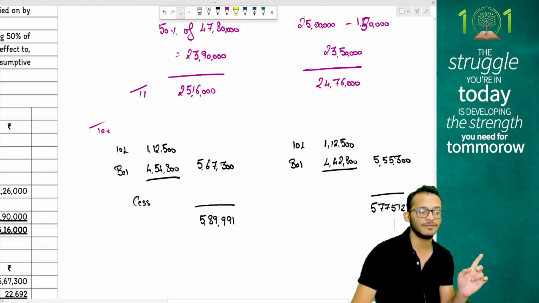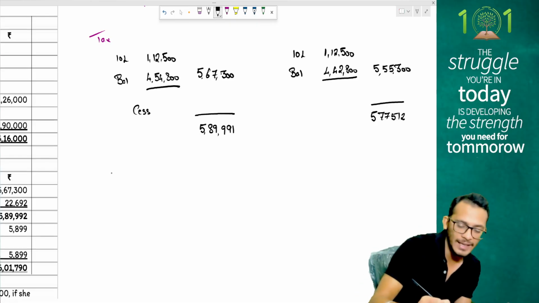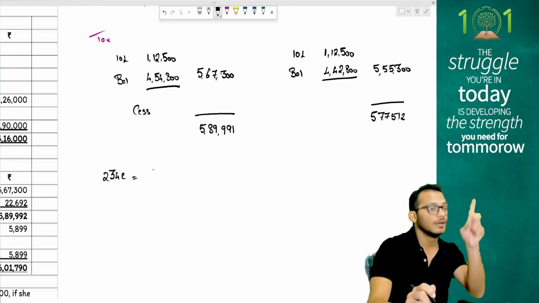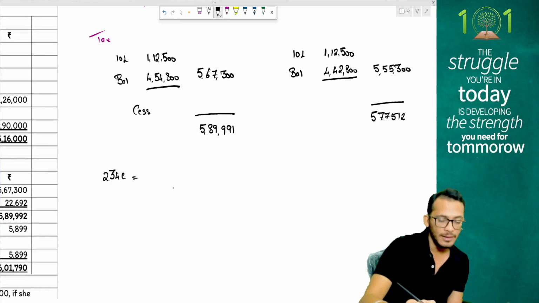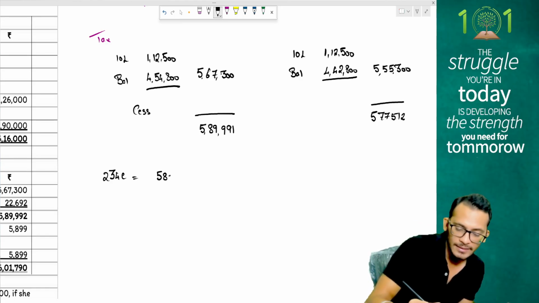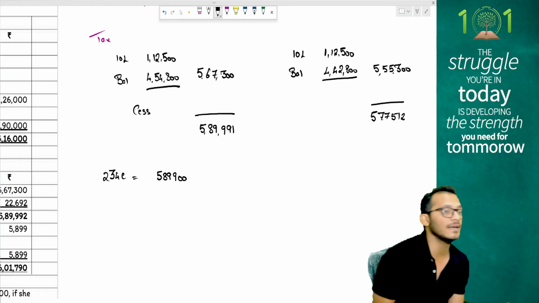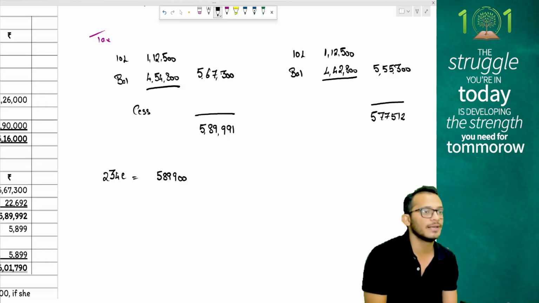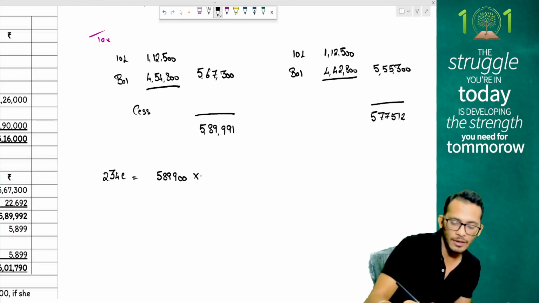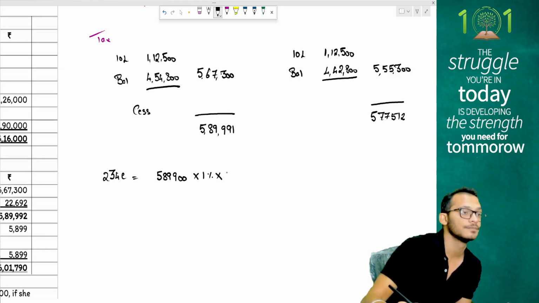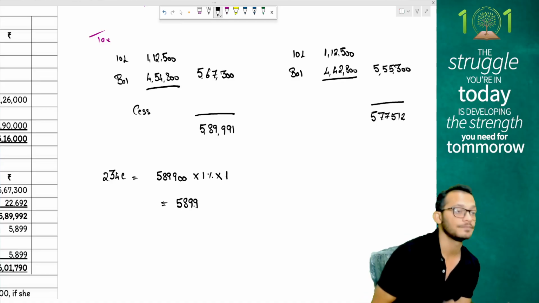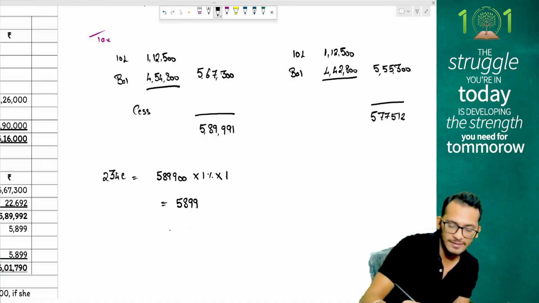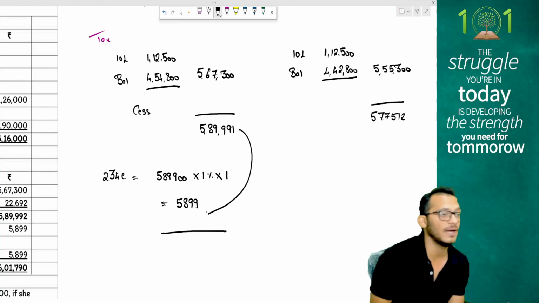People, the right side is normal, the left side is presumptive, which means the left side will be liable for 234C at the rate of 1% for 1 month, because I'm in quarter 4 alone. Therefore it is 5,899. You always round down to nearest 100. Therefore, into 1% into 1, the number becomes 5,899. My total tax is 5,89,991 plus 5,899.